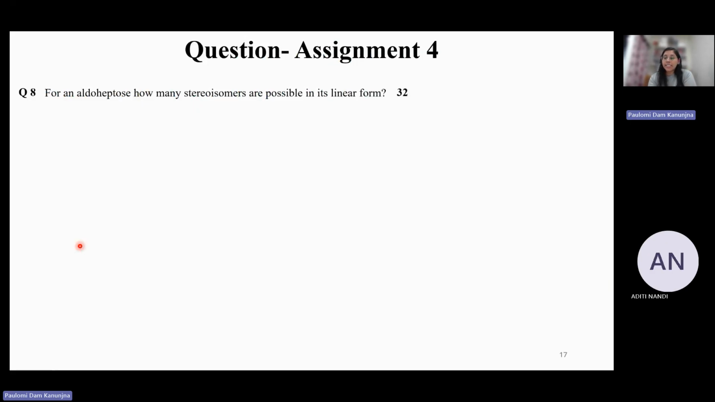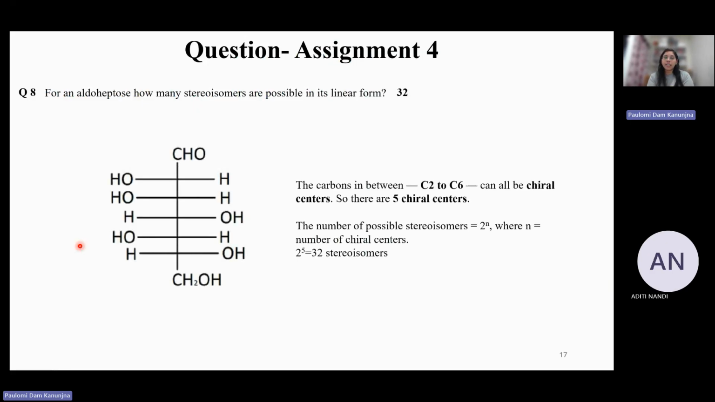Right? And the reasoning behind that is that if you look into the structure of aldoheptose, this is how it looks: CH2OH, CHO, and 1, 2, 3, 4, 5 carbons in between. Now, if you look at this carbon, it has a double bond to O and an H, so this is not a chiral center.